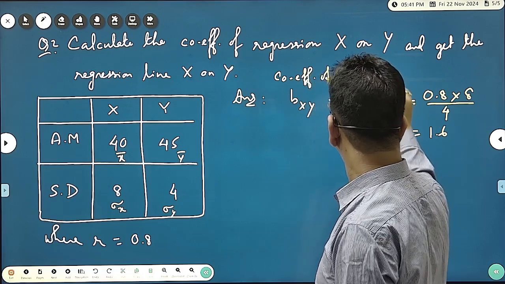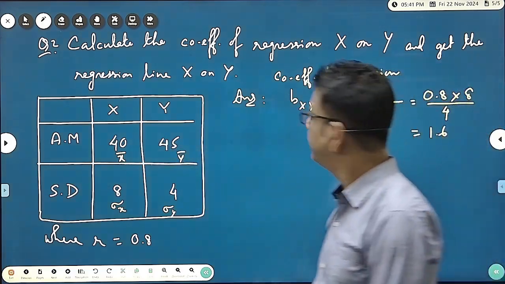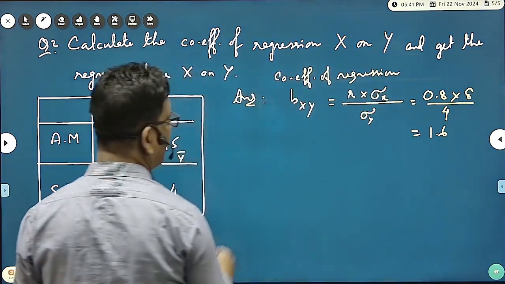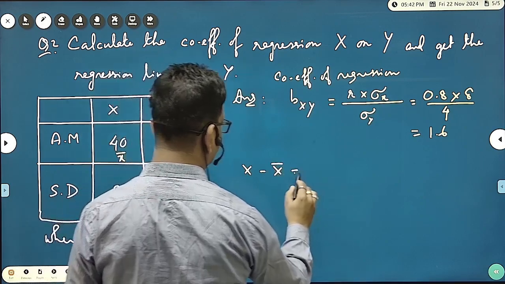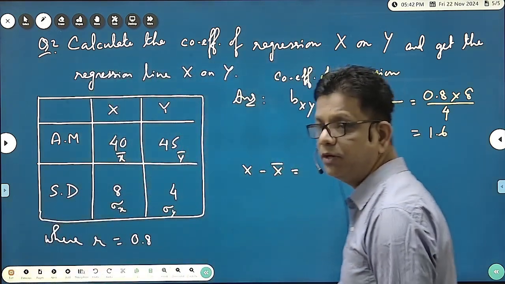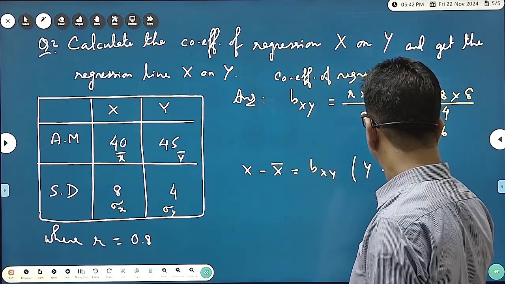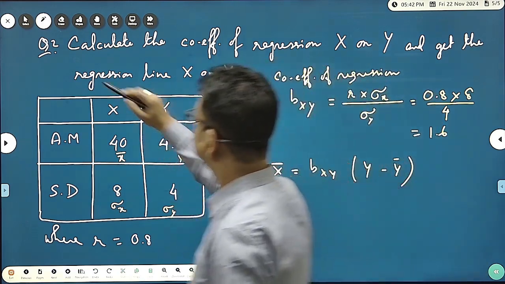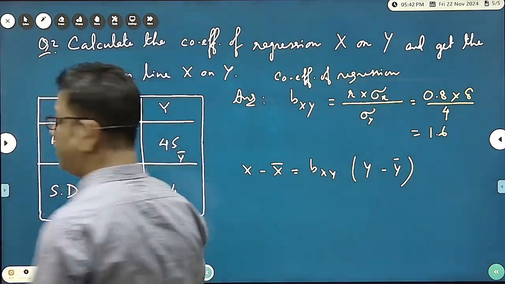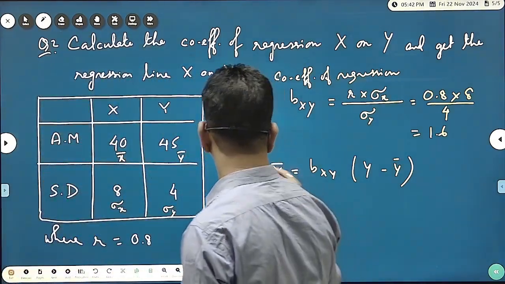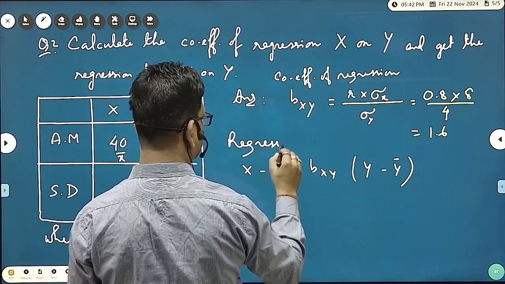Now the equation will be very easy. Why? Because x bar and y bar are there only. So what is the formula? Regression equation x on y: x minus x bar multiplied by b of xy, then y minus y bar. So this is the equation, right? Why did I say this is easy? Because we already have x bar and y bar. So this is the regression equation.